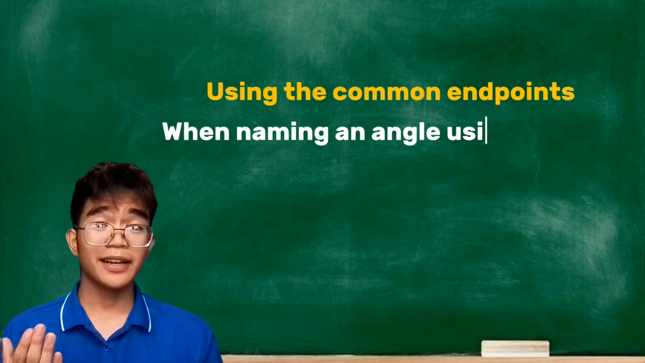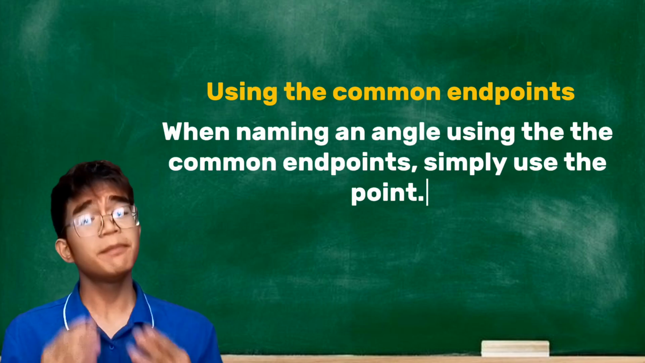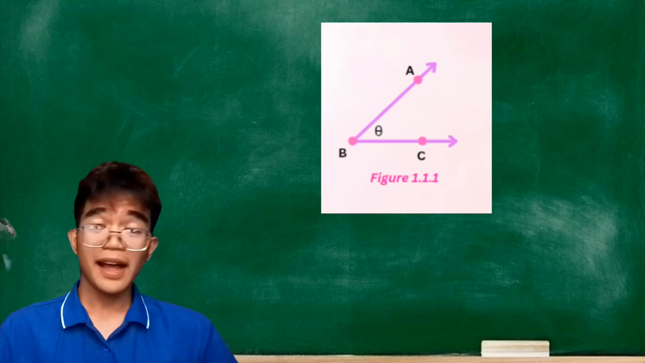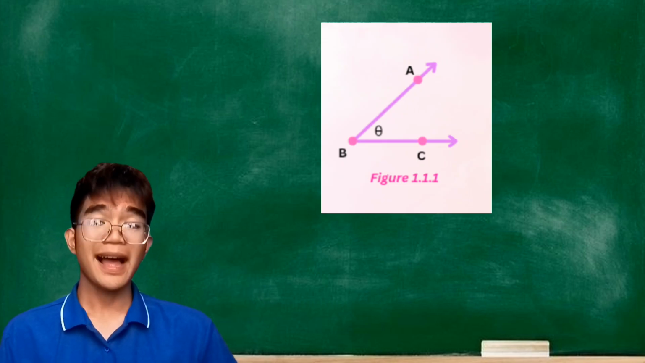Number 2, using the common endpoint. When naming an angle using the common endpoint, simply use the point. In figure 111, the angle can be named as angle B.